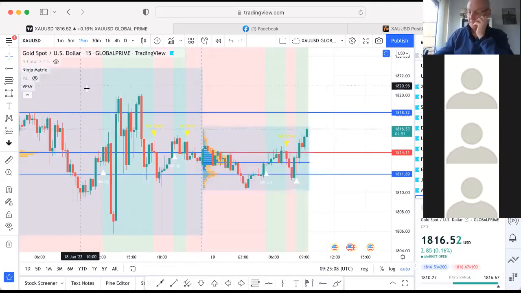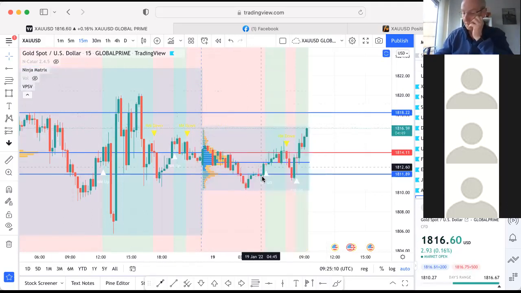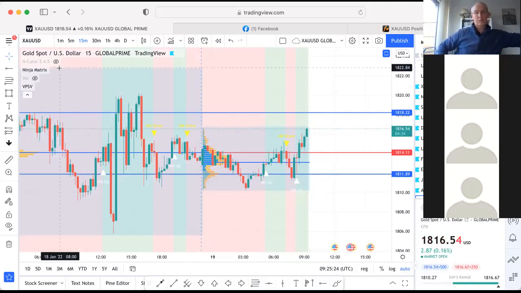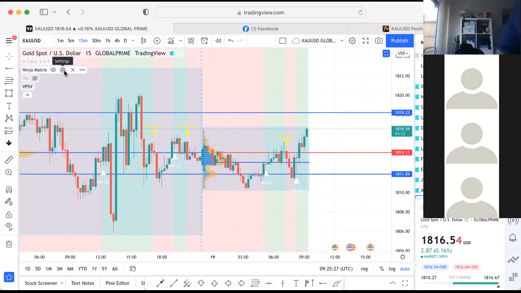And so just looking at the matrix, we've got a matrix up, which started there, and it's still green. So there's another confirmation. If we were looking for a buy, there will be a positive confirmation. The next thing I would do is, sorry, did somebody speak? No. I would look at the Ninjacator.